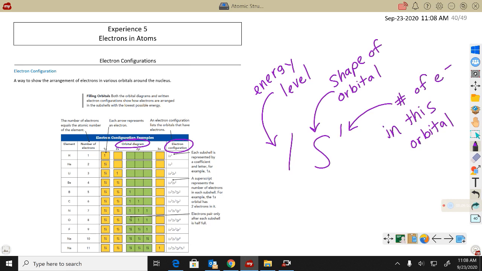So for helium, we show 2 arrows in the 1s going opposite directions, and its shortcut electron configuration would be 1s2. That's the only available orbital in the first energy level, and that's why the first energy level only holds a maximum of 2 electrons. When I go to lithium, now lithium has 3 electrons, so I would put 2 in the 1s, and then the third electron goes in the next available orbital, the 2s. And so then lithium's shortcut electron configuration becomes 1s2, 2s1.